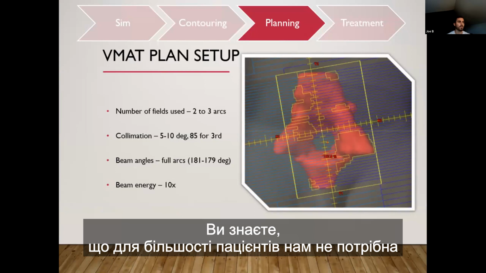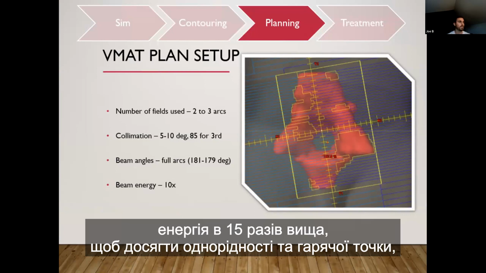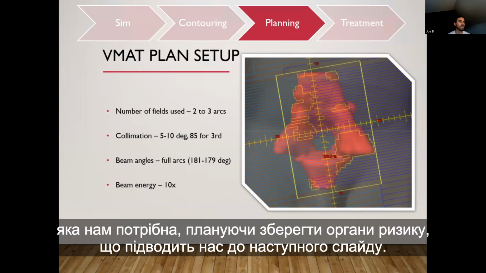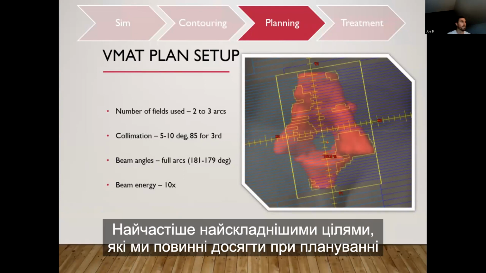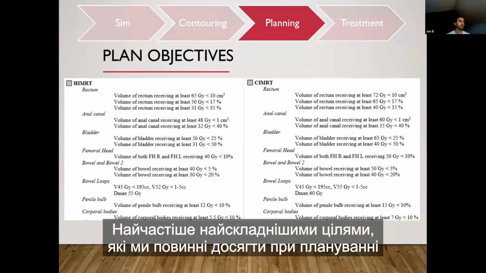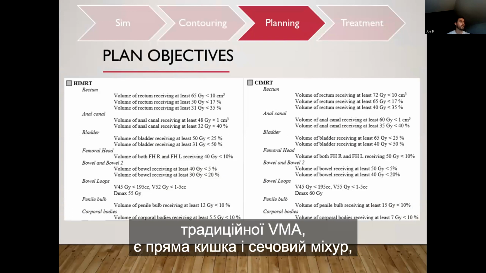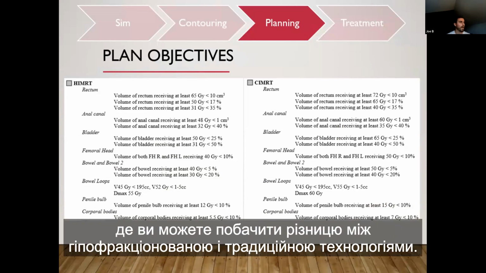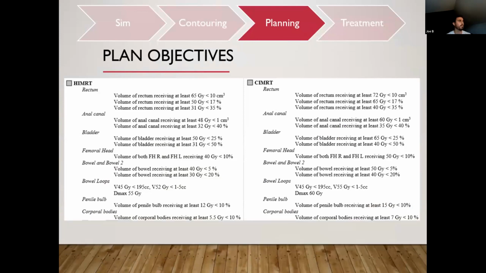Most patients, we don't really need 15x higher energy to achieve the homogeneity and hotspot that we need while planning to spare the OARs, which brings me to the next slide. Most of the time, our toughest objectives that we need to meet in our conventional VMAT planning are the rectum and bladder, which you can see the difference between hypofractionated versus conventional.